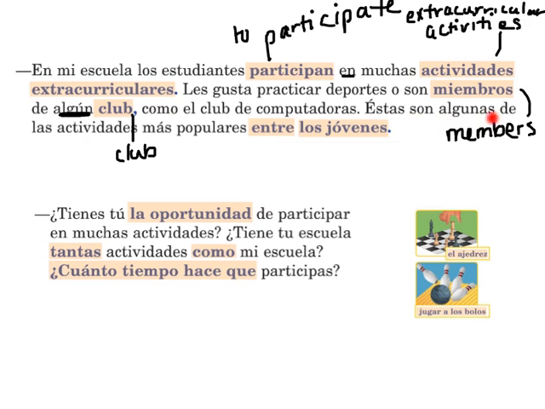Estas son algunas de las actividades más populares entre los jóvenes. Estas with the accent on the E means these. So these are some of the most popular activities among teenagers or young people. One of our grammar concepts this chapter is going to be comparison. So you can see it here, some of the most popular. Entre means among or between. And jóvenes is young people.